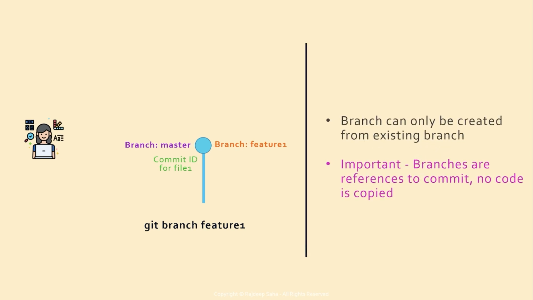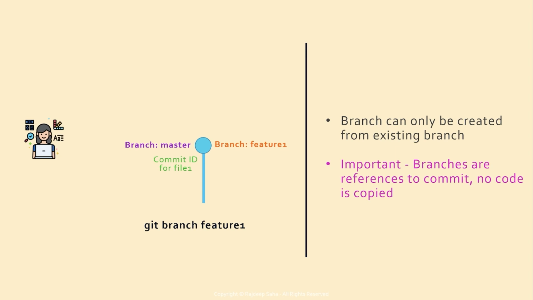So a couple of important things to remember. Branch can only be created from existing branch. By default, branch master is created and you are sitting on the master branch. So whenever you run this git branch feature 1, the new branch is created and it looks at the latest commit ID in the master branch.